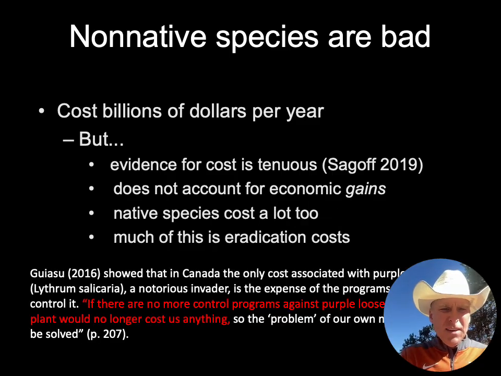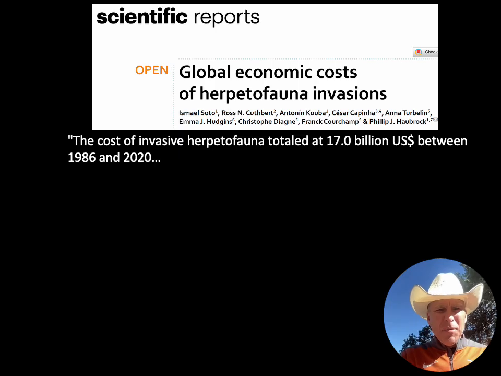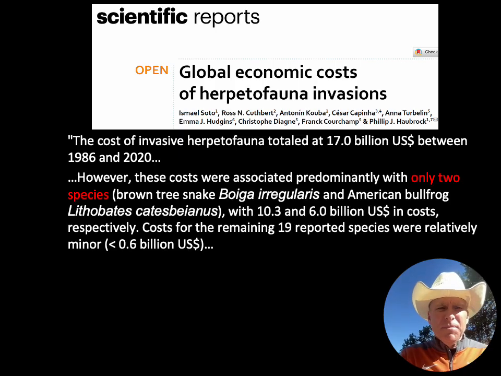This is a statement that the only cost that's associated with this horrible plant, supposedly in Canada, is that you're trying to get rid of them, and so if you just left them, you wouldn't have those costs. This is a bit more academic treatment of it, saying the cost of invasive herps was something like 17 billion over that period from 1986 to 2020. Which seems like a lot.